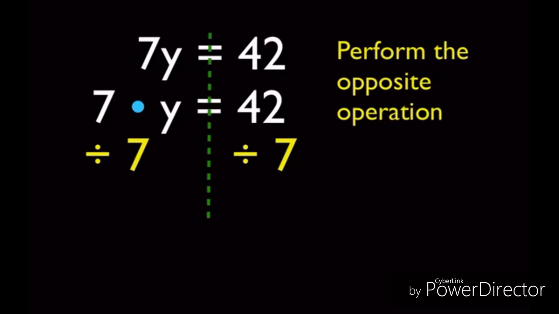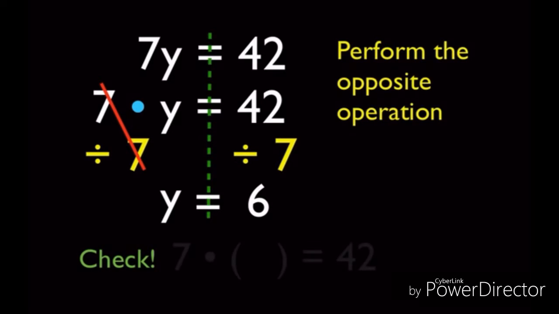7 divided by 7 equals 1. So we're left with just that one y left over. Bring down my equal sign. 42 divided by 7 is 6. Checking my answer, I'm going to say, is 7 times parentheses equal to 42? Is 7 times 6 equal to 42? Yes, it is.